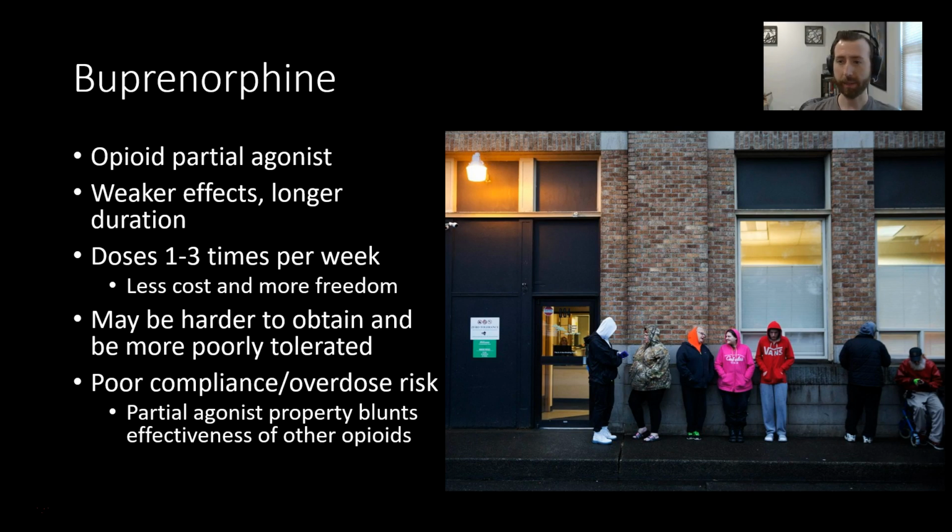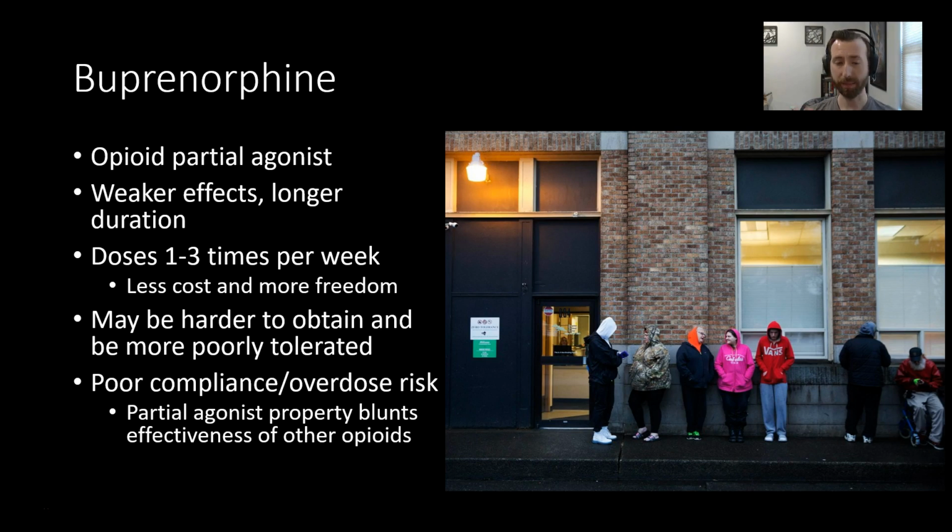The partial agonist property of this drug means that it will blunt the effectiveness of other opioids, right? Because this drug is competing with any other opioids that might be in the system, there's going to be less binding of the full agonist at the receptor sites, because the partial agonist is getting in there, binding, and producing a smaller effect than the full agonist would. So, much more of a full agonist would be needed to achieve the same high because of the competition with the partial agonist.